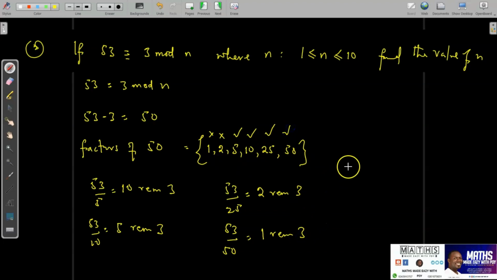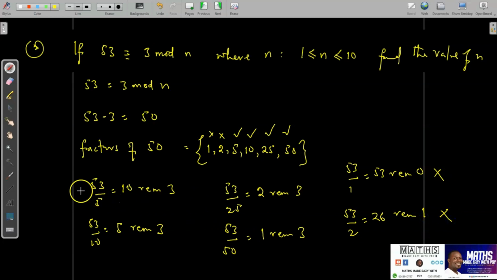Now I didn't write the first one. 53 divided by 1. The answer is 53. Remainder of 0. This is not a possible solution. Then 53 divided by 2. We had 26. A remainder of 1. This is not a possible solution.